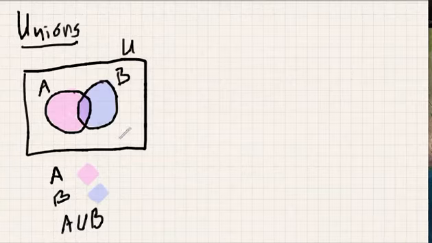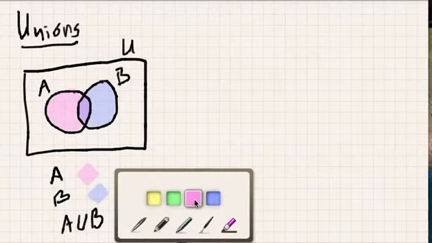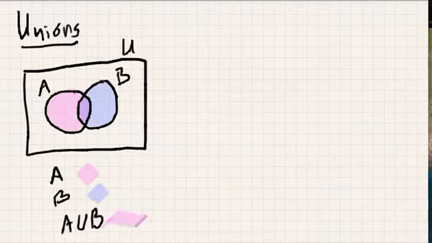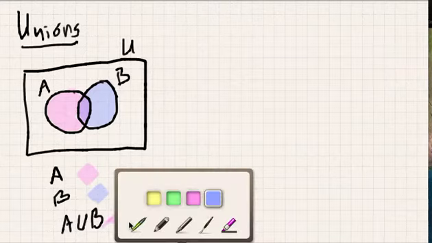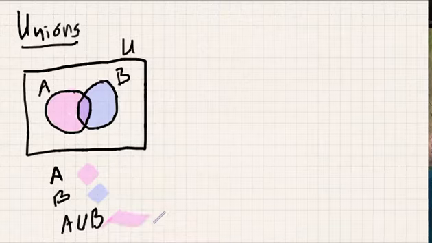A union B is everything that's in A or in B or in both. So A union B will be everything that's gotten shaded in pink, blue, or both. A union B is all three of these pieces that got shaded in.